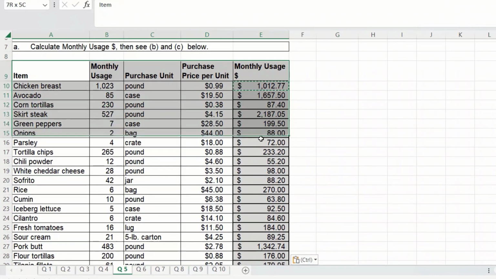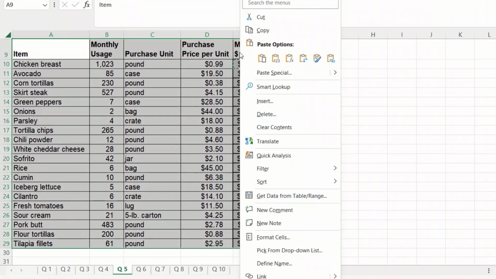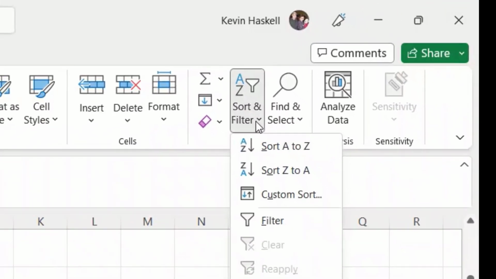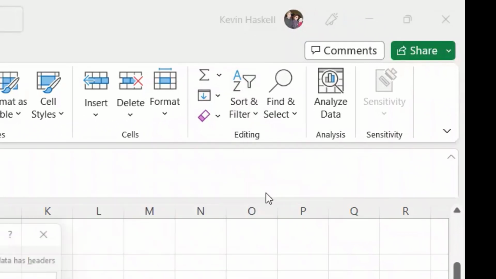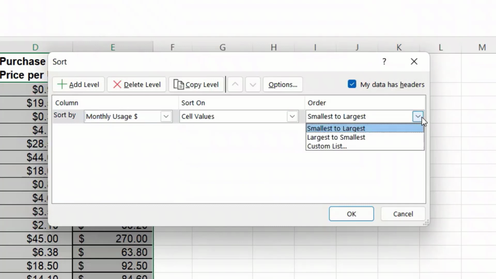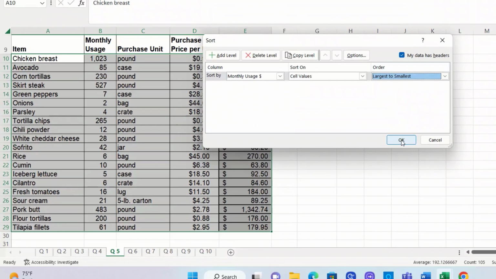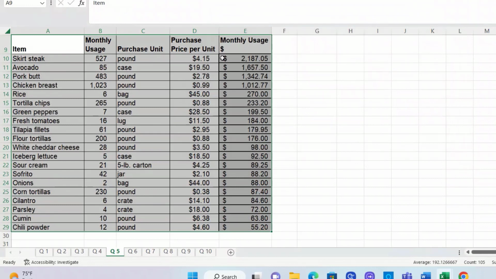We're going to highlight all of this, right click, and go up here to sort and filter. We're going to custom sort, and we are going to sort by our monthly usage. We're going to sort from our cell values, and switch that from largest to smallest. Let's click OK. And as we see here, it went ahead and sorted everything for us.